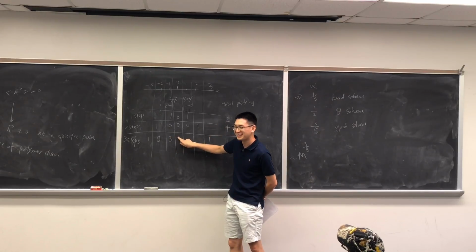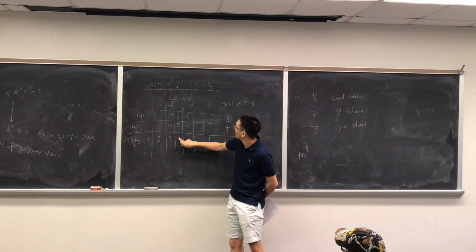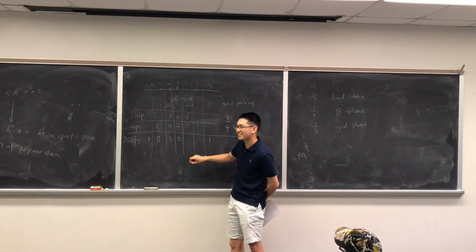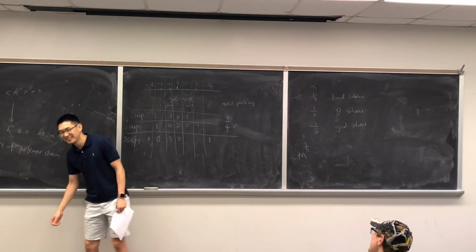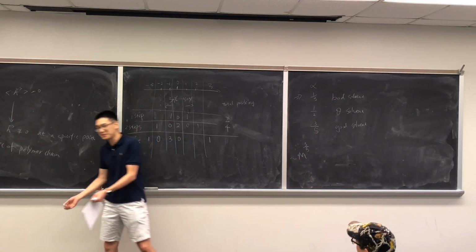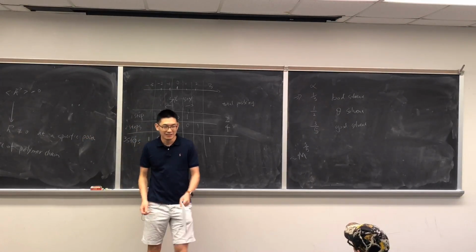How about here? 1, 2, 3, 1. Yeah, there's 0. It's 0, right? There's no way you can come back in 3 steps. No matter if you take a right, take a left, then you have to make 1 more step. So you cannot be where you're starting off.